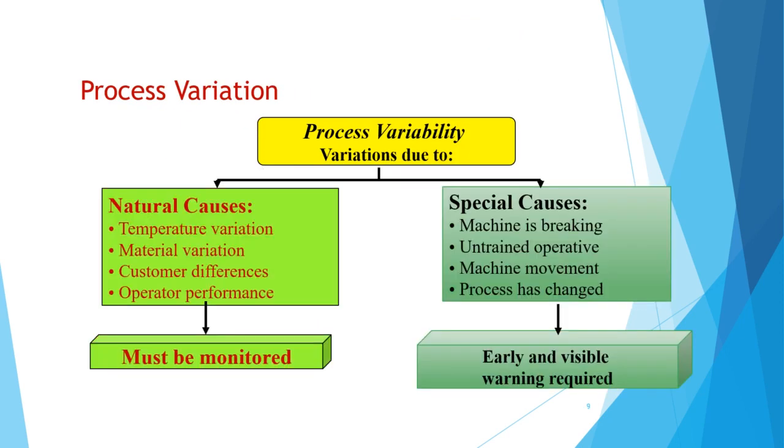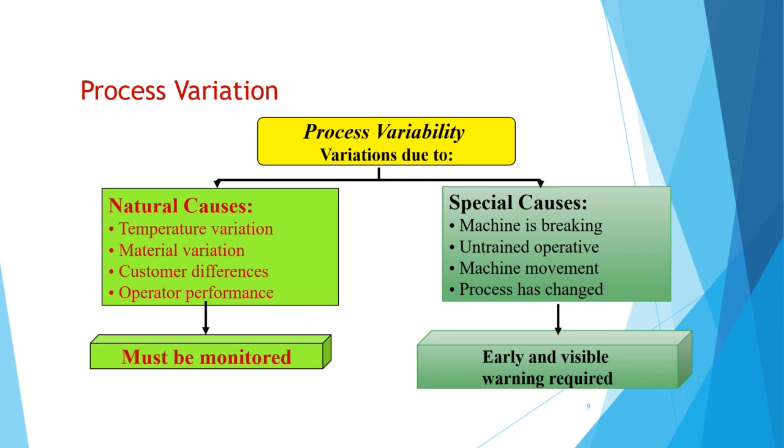Process variations. So what is variation? It's a fluctuation in the process output. It is quantified by standard deviation, a measure of the average spread of the data around the mean. Variation is sometimes called noise. Variance is squared standard deviation.